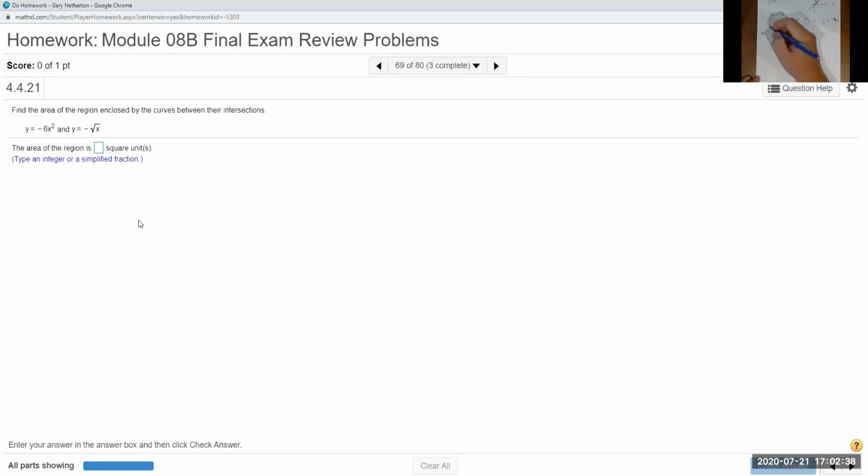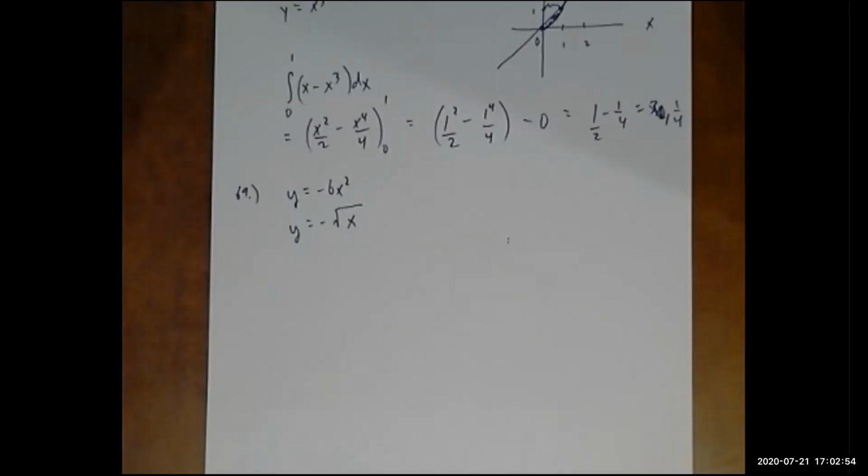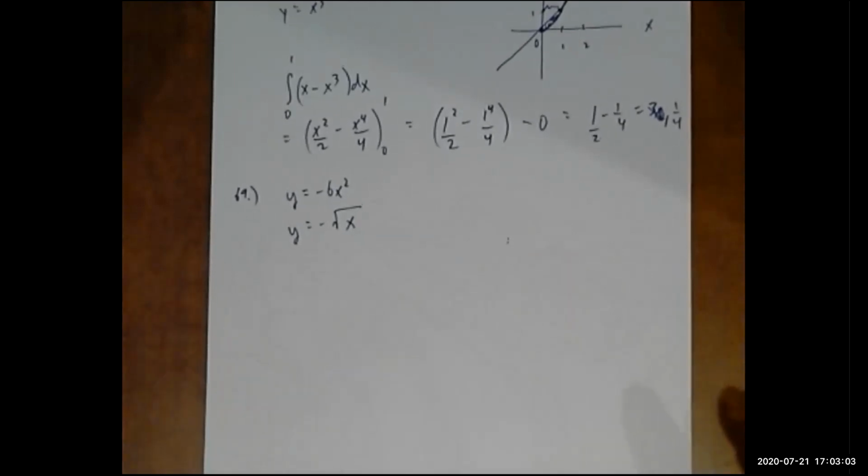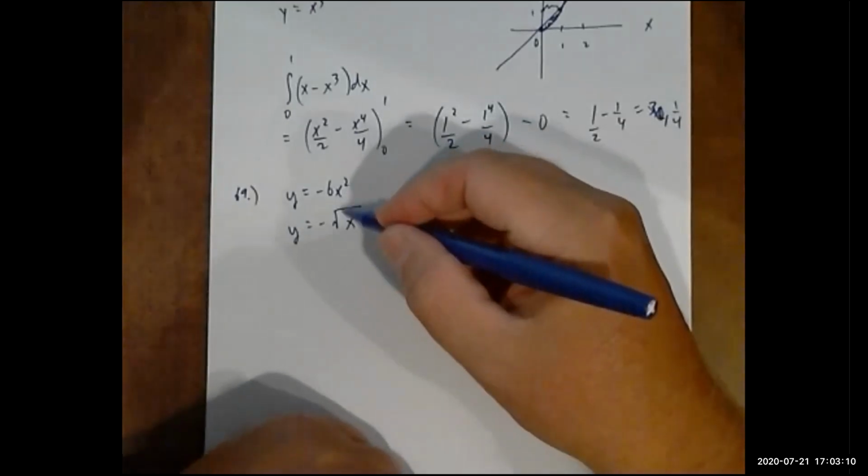So the two functions are y equals negative 6x squared and y equals negative square root of x. So I'm going to go and graph these, see what it looks like. And then I'm going to show you a mathematical way, because the key is going to be knowing what our values of x should be. And we can maybe look at the graph and see it. Well, let's just go ahead. Let's do it.